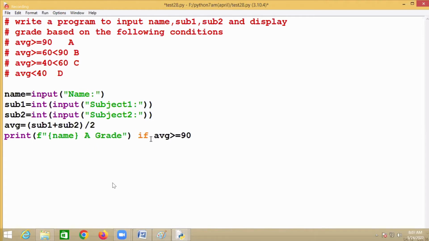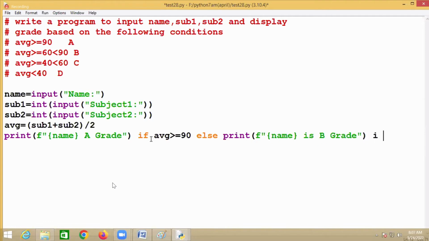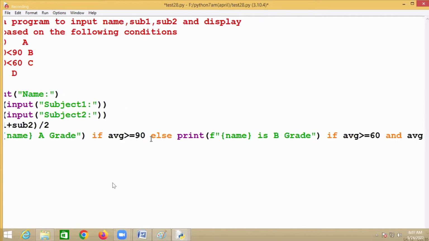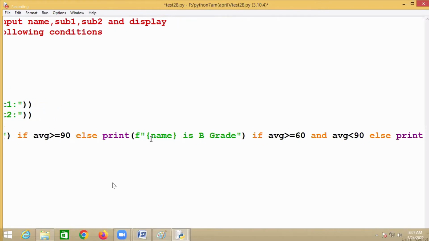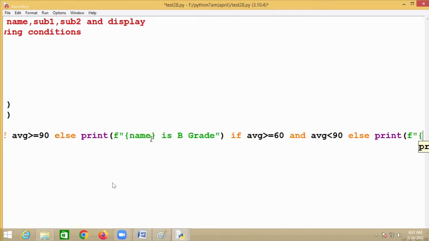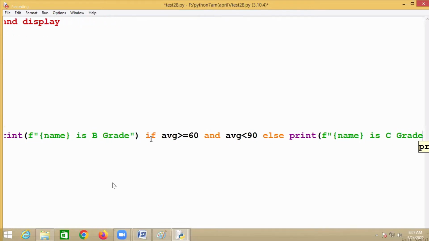If average is greater than or equal to 90. Else, I'm saying print. Which grade are you printing? Name is B grade. So when you print B grade, what is the condition? Average is greater than or equal to 60 and average is less than 90. Else, you print format, name, and the grade is C grade.